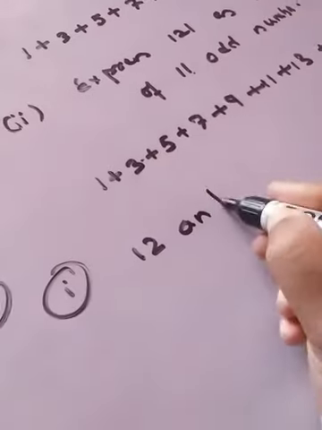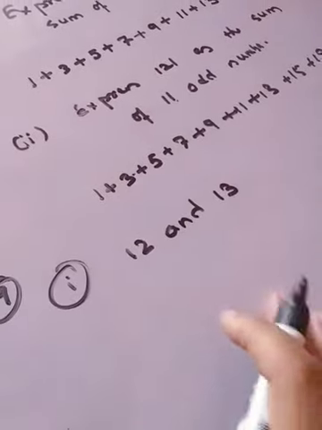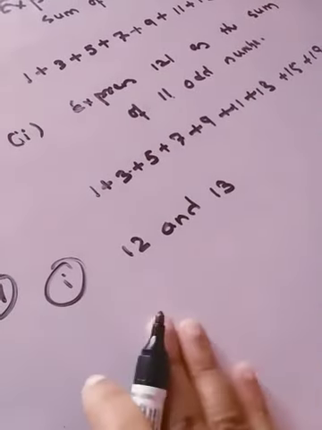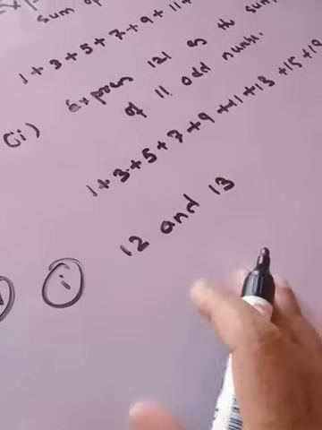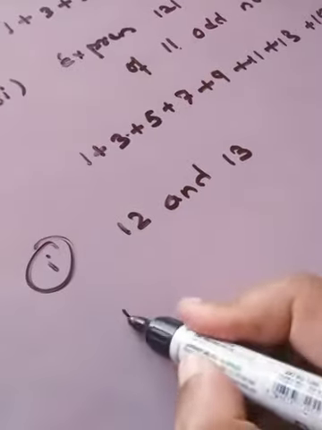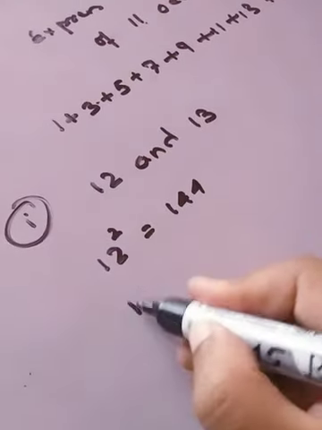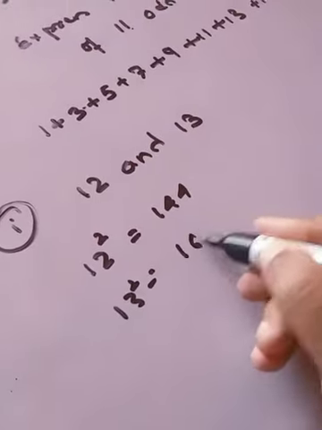12 and 13. Now, the first two numbers they have given are 12 and 13. They are asking how many numbers will lie between 12 square and 13 square. So first of all, we'll write what is 12 square, that is 144, and what is 13 square, 169.